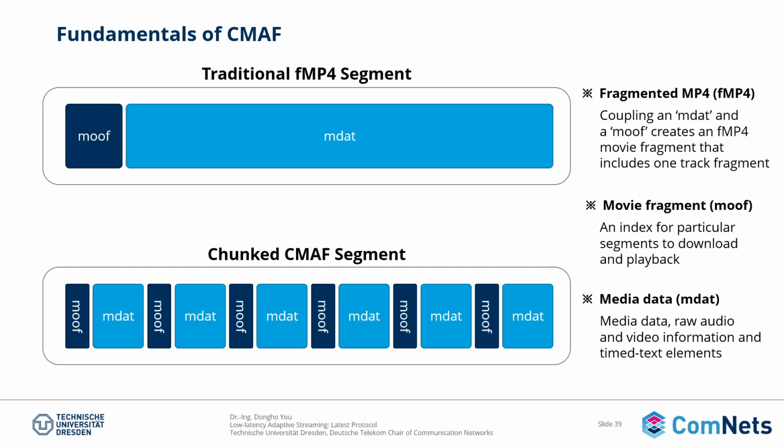As you can see, in the case of CMAF, the segment is divided into multiple small chunks, and each chunk can be decoded and played independently. So in every single chunk there is a MOOF. This is the main difference from the conventional FMP4 like DASH.